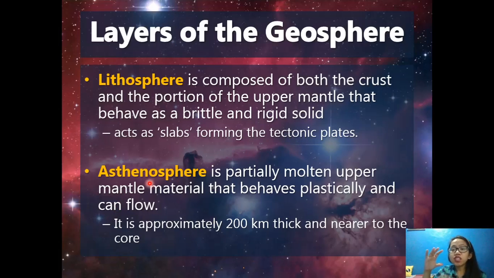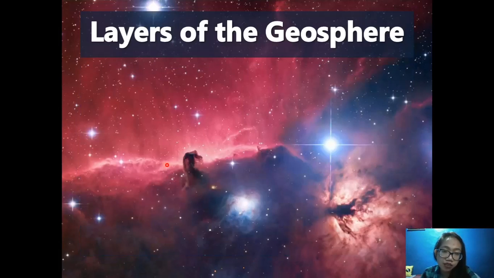So the asthenosphere is the partially molten upper mantle, and it's plastic and can flow. It means it moves around. It's like a thick material that is moving within our Earth, and that powers our plate tectonics. If you can imagine a thick material of rock composed of your crust and upper mantle, and then your lower mantle is still molten. That's why it's moving around, moving our plates. Okay, so that's your lithosphere and your asthenosphere.